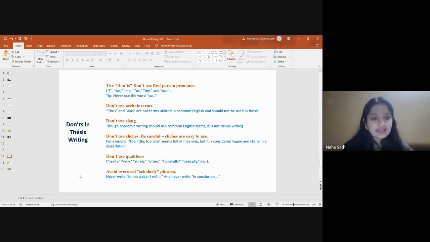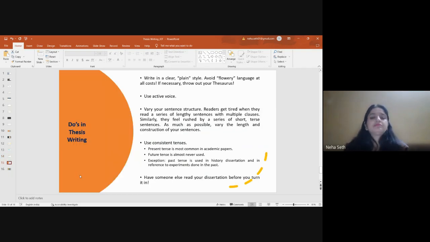So these are the don'ts that we need to keep in mind when we are writing the thesis, but there are do's also. These are the things we should keep in our mind. This should be done when we are writing the thesis.